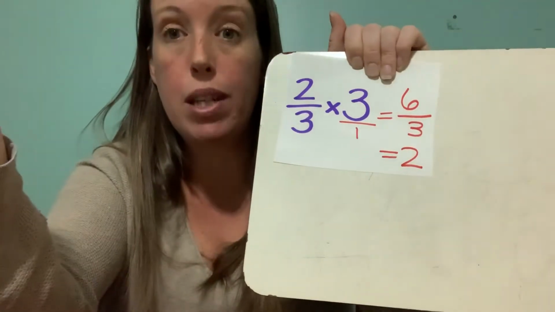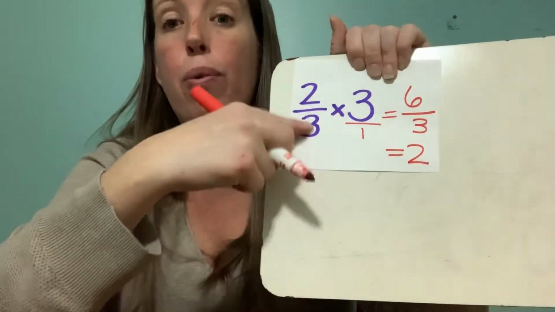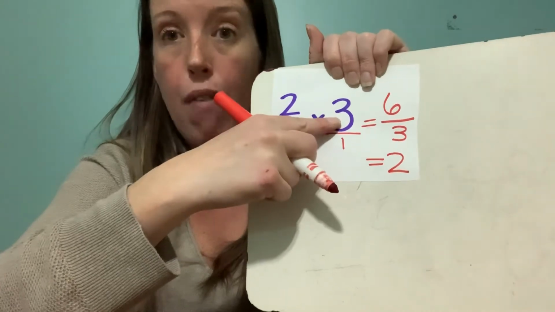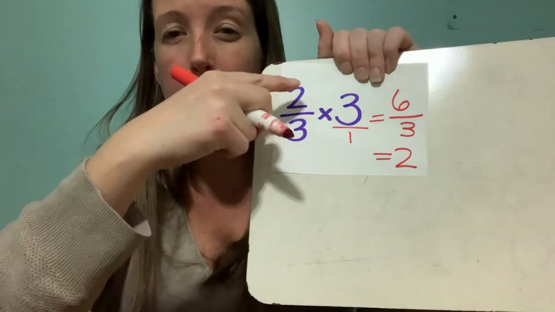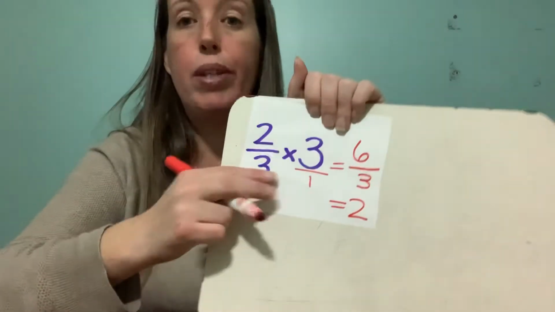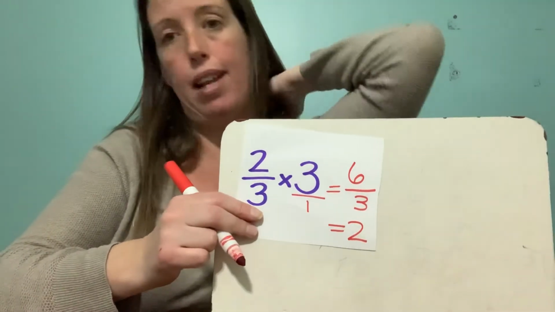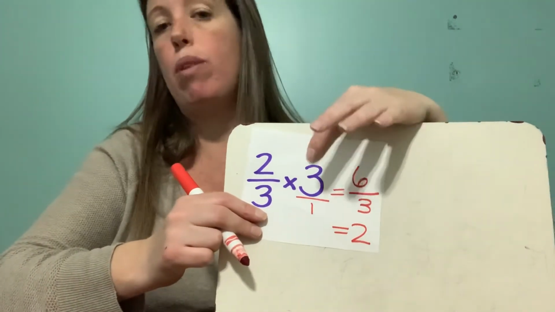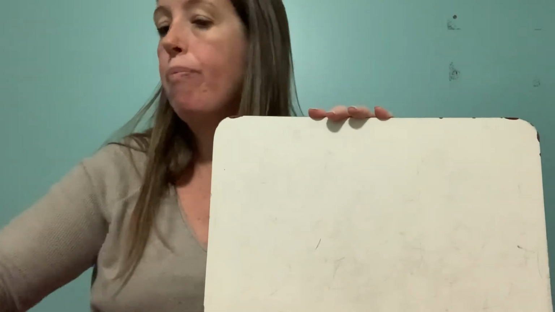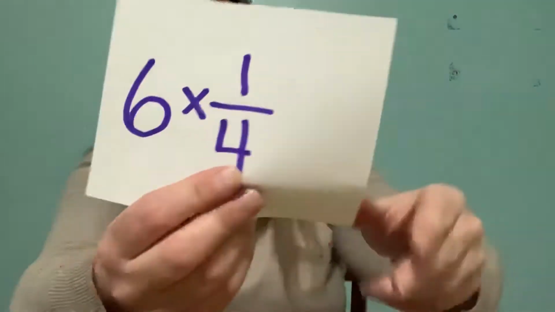Let me check for reasonableness. If I had 3/3, I'd have all 3 of them, but I only have 2/3, so 2 seems like a reasonable answer. If I got 6 or 9, that's not reasonable because I only started with 3 to begin with. Okay, and the last one.